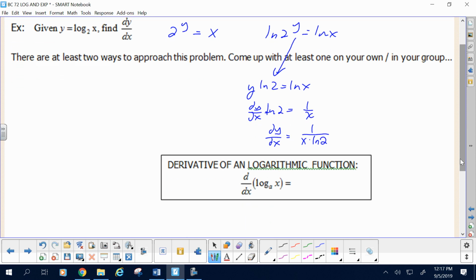Okay. So then, generally we could say if log base 2 of x's derivative was 1 over x natural log of 2, then generally speaking, the derivative of log base a of x is 1 over x natural log of whatever the base. All right?